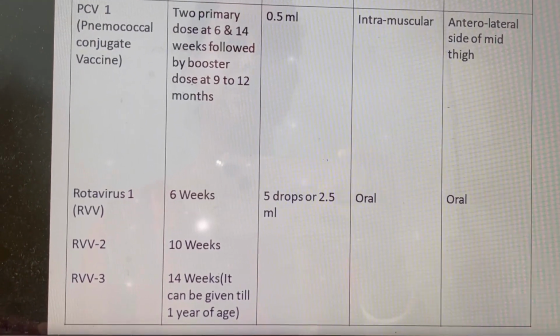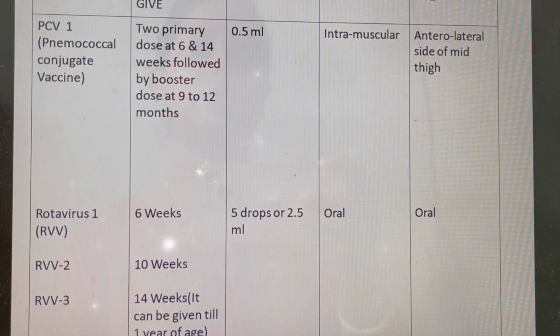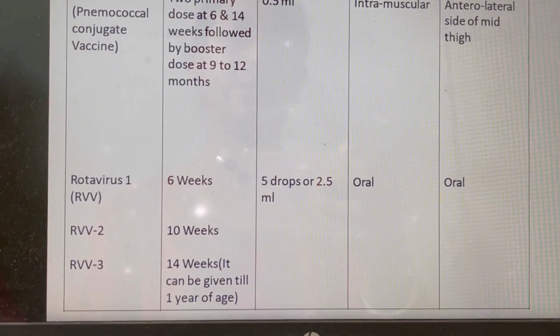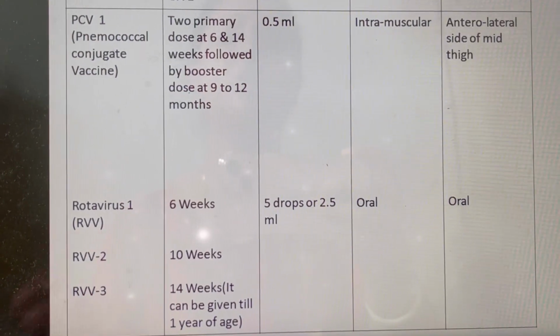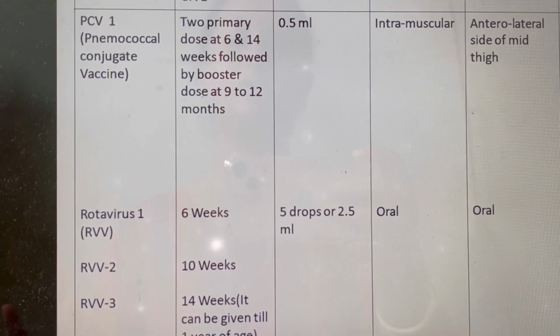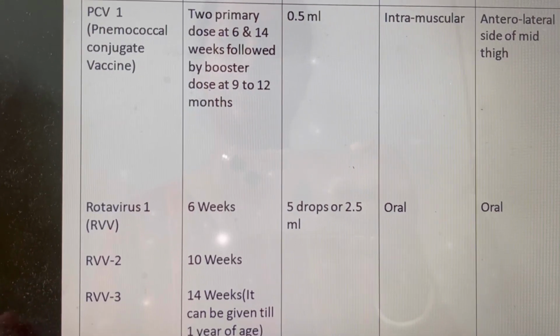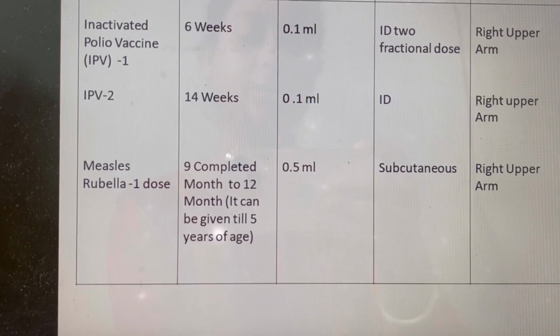And why is Rota vaccine given? So that we can prevent the baby or the child from diarrhea. That's why Rota vaccine is given. That will be your answer if someone asks you why are you giving Rota vaccine. Then you have to tell them that to prevent the baby or the child from diarrhea, we are giving Rota vaccine to the child. It is given orally and the site is also oral.